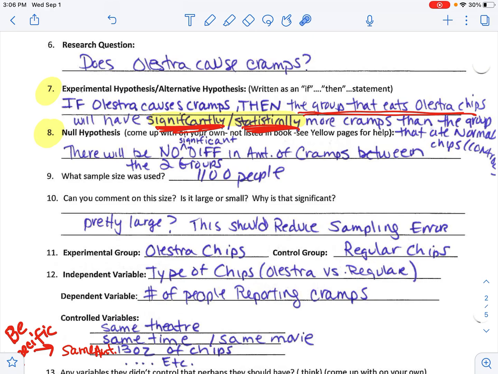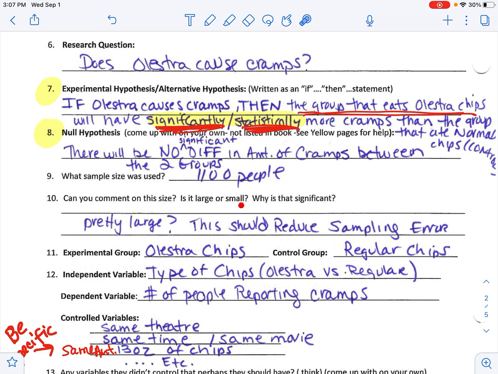Again, I'm going to grade yours that you've turned in, but look at how to write the if-then statement for the experimental hypothesis. So if this is my independent variable, Olestra, causes cramps, my dependent variable, then the group that eats the Olestra chips will have, you can say either significantly or statistically, more cramps than the other group. That's pretty much always how we state it. The null hypothesis is just that there will be no difference or no significant difference in the amount of cramps between the two groups. Again, here, sample size was 1,100.